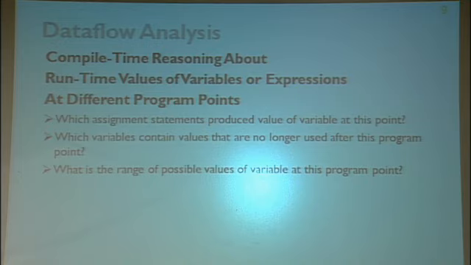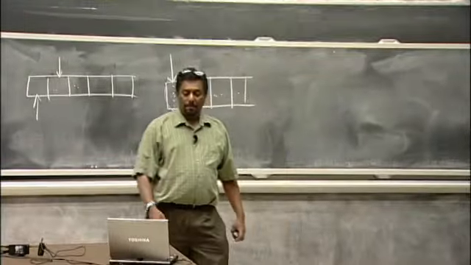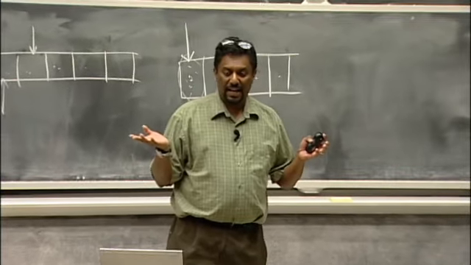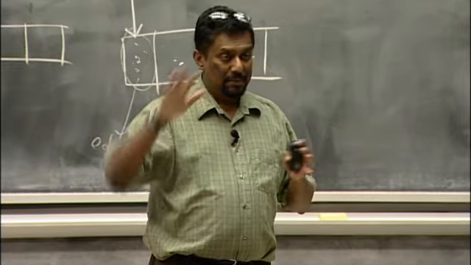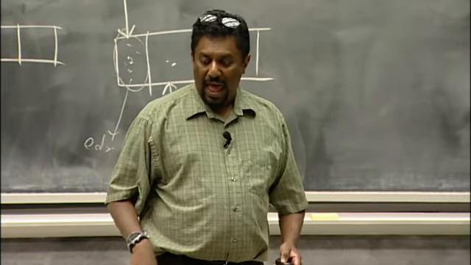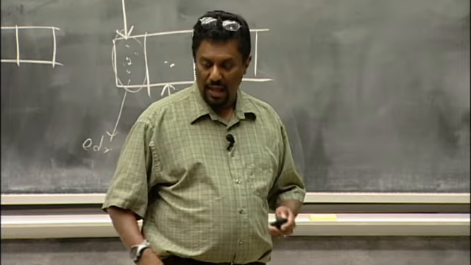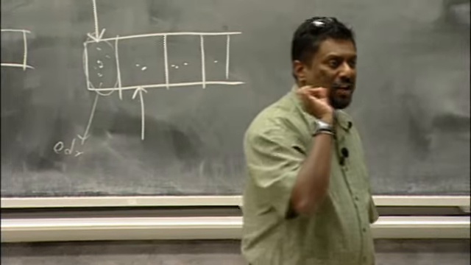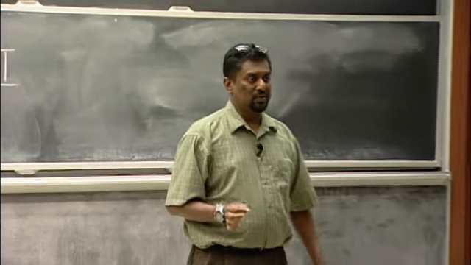So things like which assignment statement produces a value or variable that I'm using. If I'm using a value, who actually created that value? Or which variable contains values that are no longer being used by somebody else. So that means I'm trying to analyze the program. And what's the range of values that each variable can have? The key thing here is this has to be true for every possible input and every possible execution.